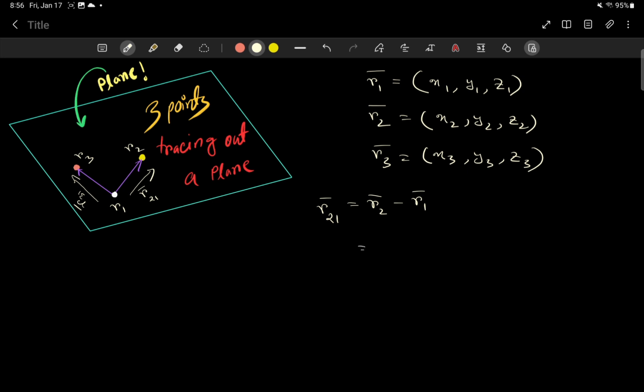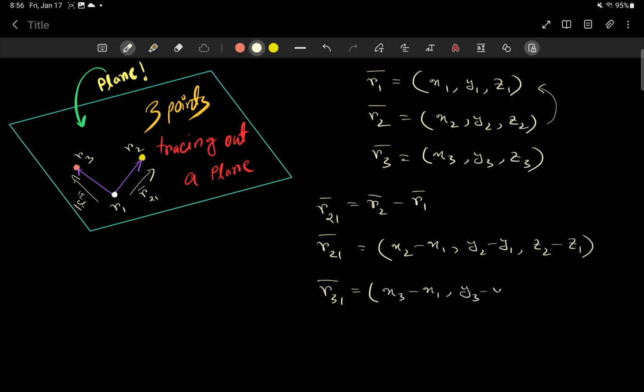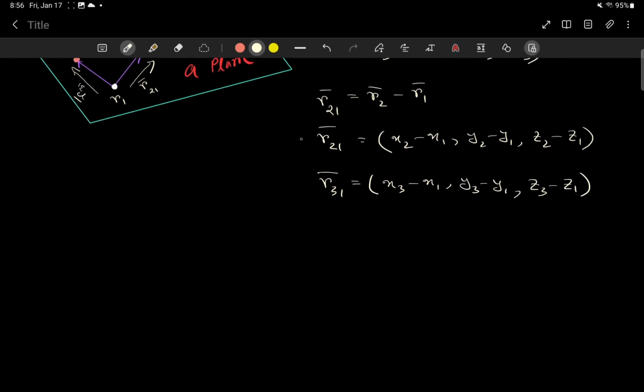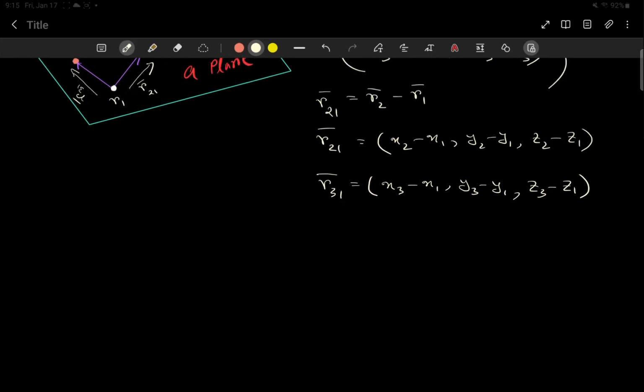If we subtract R1 from R2, then we will find that the coordinates are also subtracted in the same manner. So the coordinates will be x2 minus x1, y2 minus y1, z2 minus z1. In the same way, we will find R31 to be x3 minus x1, y3 minus y1, z3 minus z1. Okay, we found the two vectors.